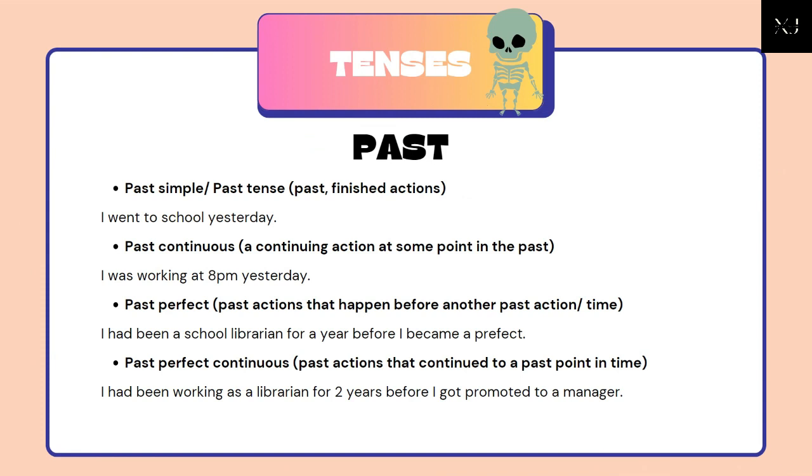Past perfect are past actions that happened before another past action or time. I had been a school librarian for a year before I became a prefect. Past perfect continuous are past actions that continue to a past point in time. I had been working as a librarian for 2 years before I got promoted to a manager.